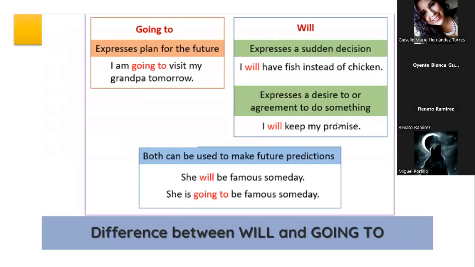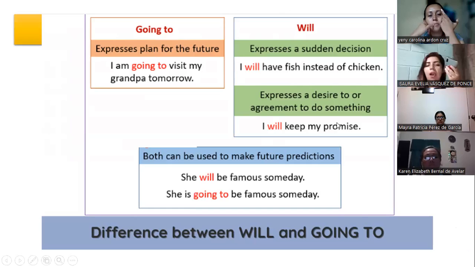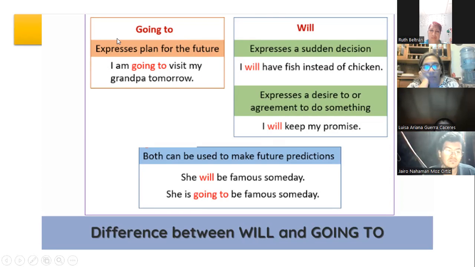Okay, now let's take a look at the differences between will and going to. Going to expresses a plan for the future. I'm going to visit my grandpa tomorrow. Will expresses a sudden decision or instant decision. Example, I will have fish instead of chicken. I don't want it. Or it expresses a desire or agreement to do something. I will keep my promise. I will help you. I will be with you. I will love you forever and ever, right?